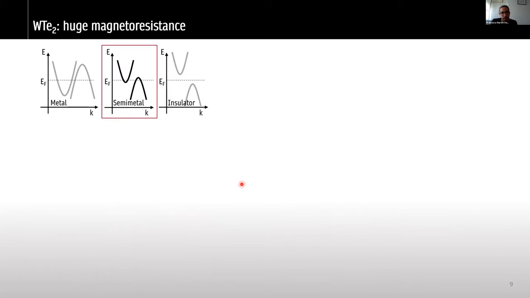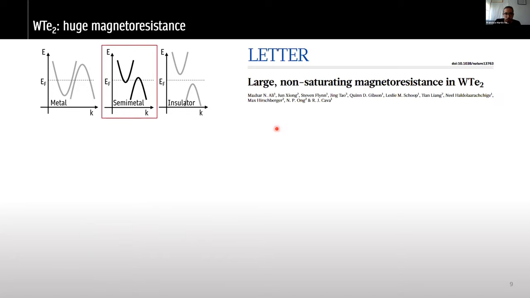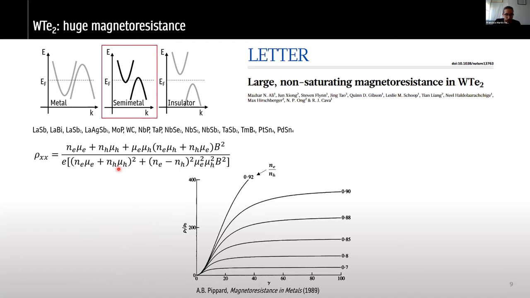Electronically speaking, this material is a semi-metal with a very low density of states around the Fermi level and a huge mobility. It has recently attracted lots of attention due to its large non-saturating magnetoresistance. The origin of this weird behavior of the magnetoresistance is similar to that observed in a bunch of different metals and semi-metals, and it can be understood from a semi-classical approach. This is the XX component of the resistivity tensor, where we take into account the contribution of electrons and holes to the resistivity. If we are dealing with metals with very low density of states around the Fermi level, it's easier to find similar density of electrons and holes, and the magnetoresistance increases quadratically with magnetic field, and it eventually saturates. But if this compensation is perfect, there's a resonance behavior, and the magnetoresistance goes as B squared with no saturation at all.